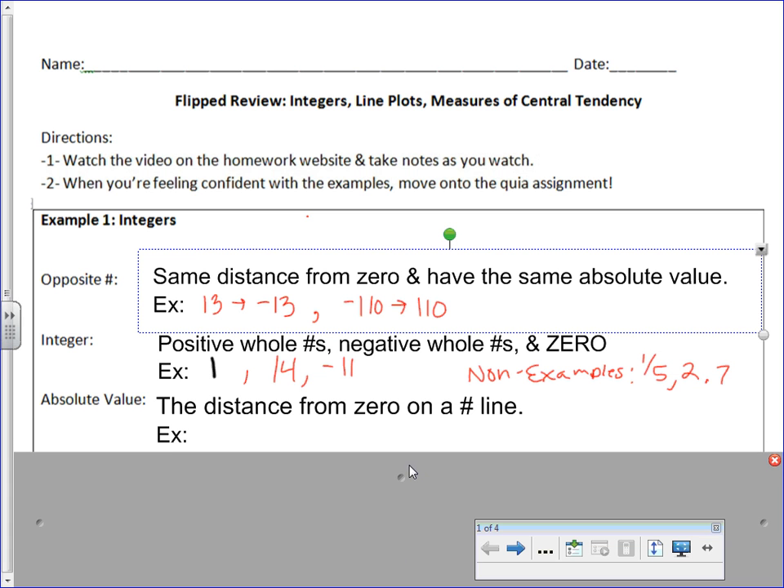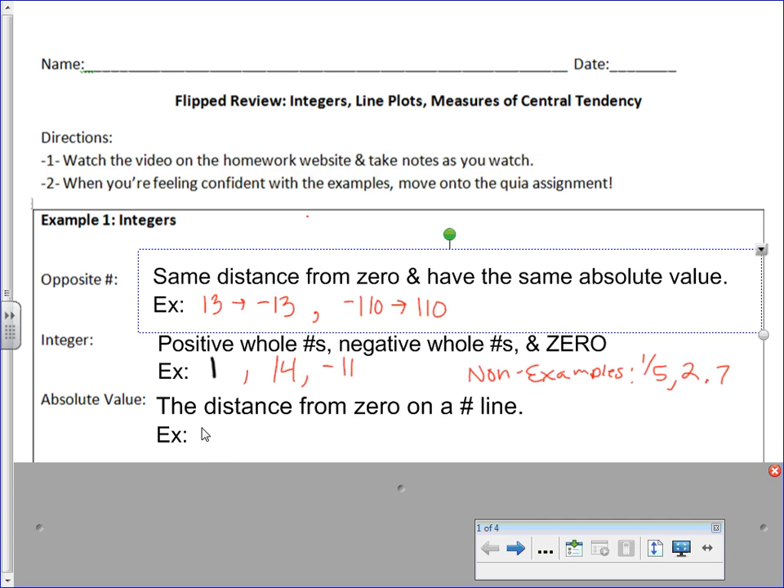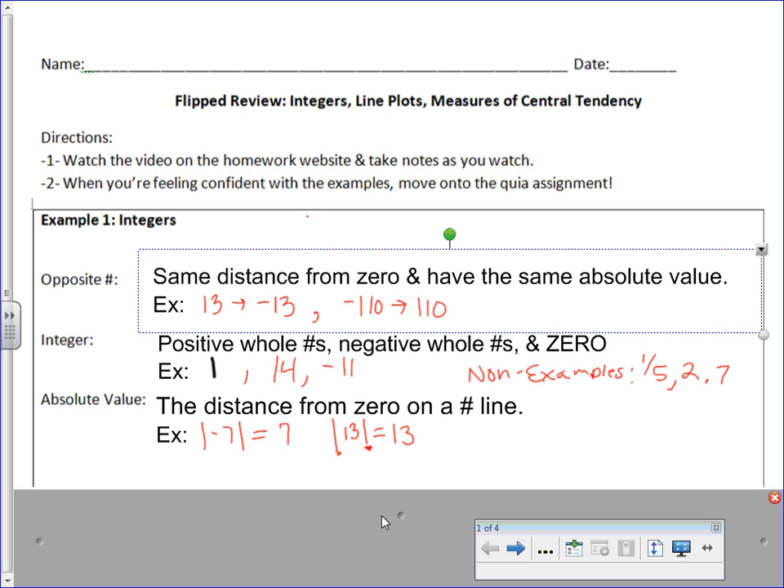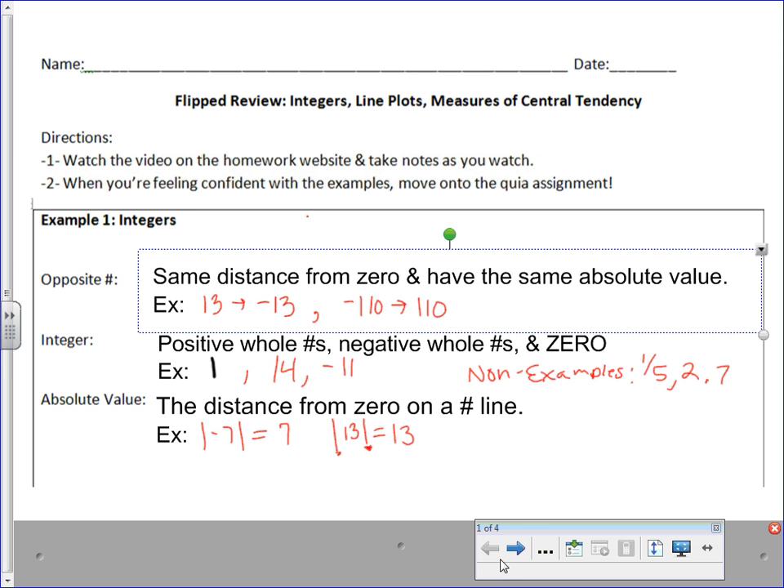Absolute value is the distance from 0 on a number line. The absolute value symbols are these long sticks next to a number. So how far is -7 from 0 on the number line? That's what your brain should think. Distance is always positive, so you're never going to be able to go a negative distance. So -7 is 7 jumps from 0, so the answer is 7. And the absolute value of 13 is 13. These symbols here are the absolute value symbols. Okay, great. And that's reviewing integers.